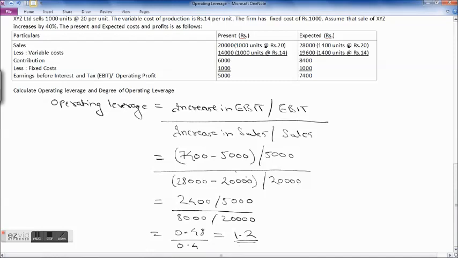So what does that mean? If your sale increases by 1%, then your EBIT, that is earning before interest and tax, will increase by 1.2%, and vice versa. So when your sale increases by 40%, your EBIT will increase by 40 into 1.2, that is 0.48 or 48%. That is what is meant by your operating leverage.